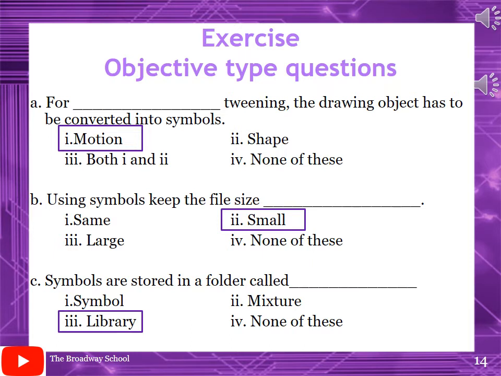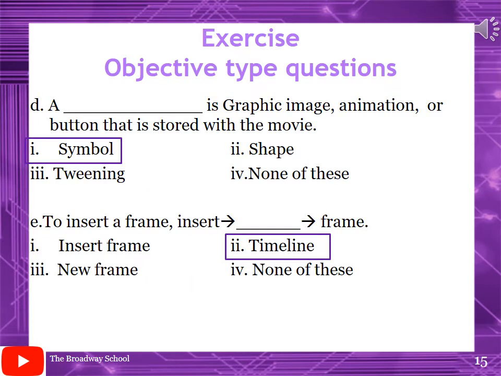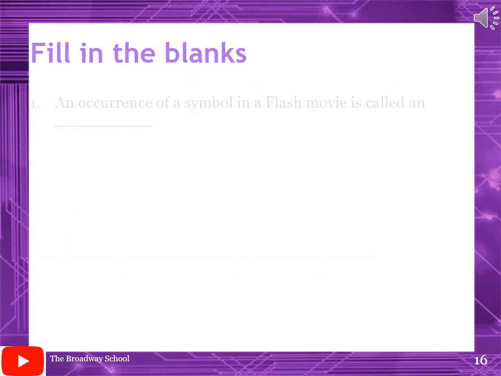Symbols are stored in a folder called library. A dash is a graphic image, animation or button that is stored with the movie. Symbol. To insert a frame, insert dash frame. The correct option is timeline.